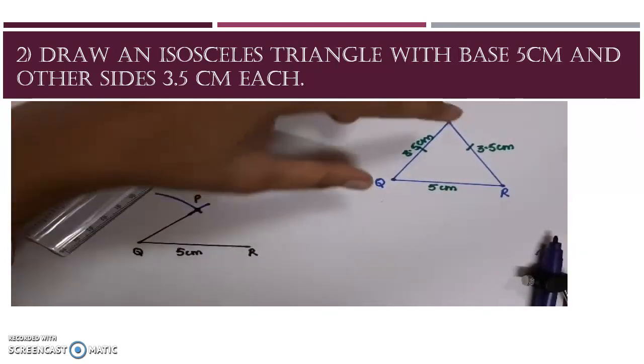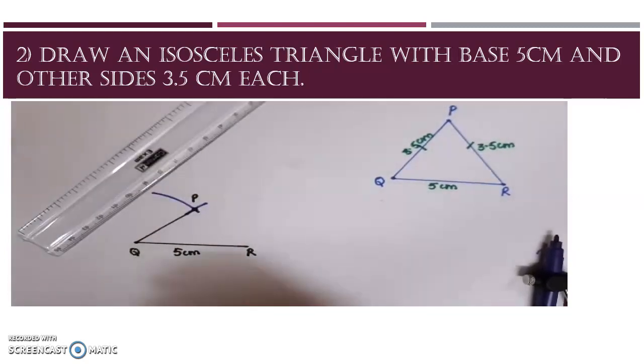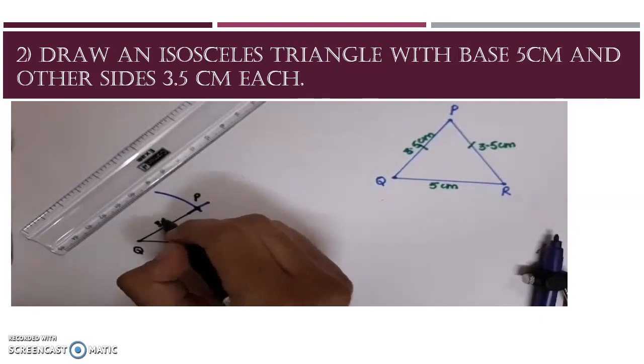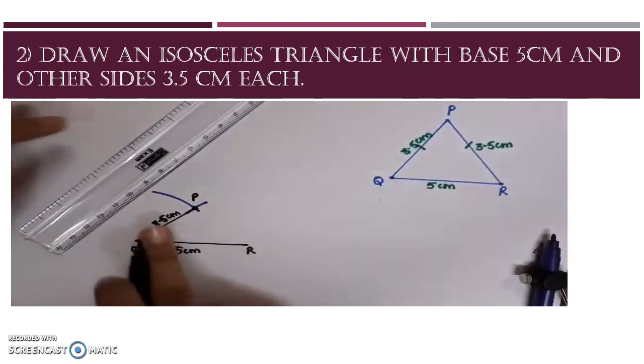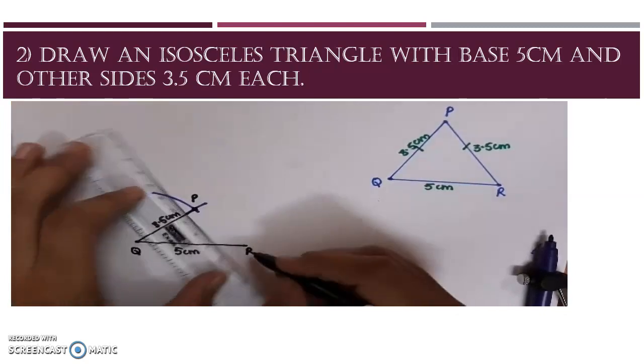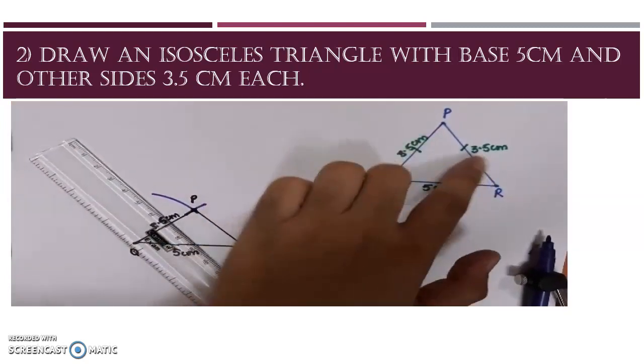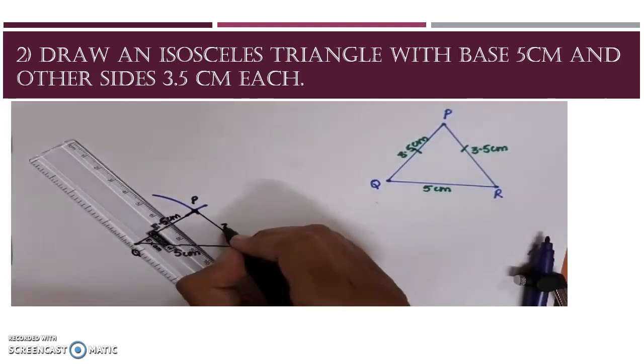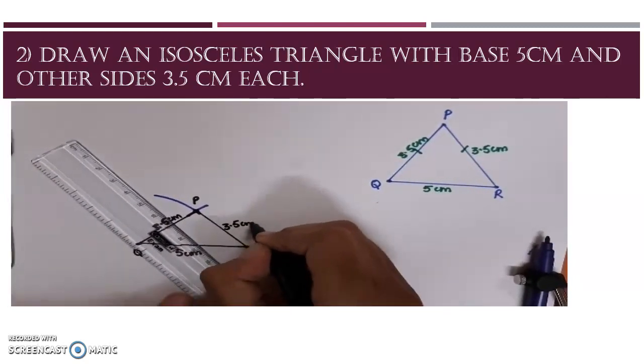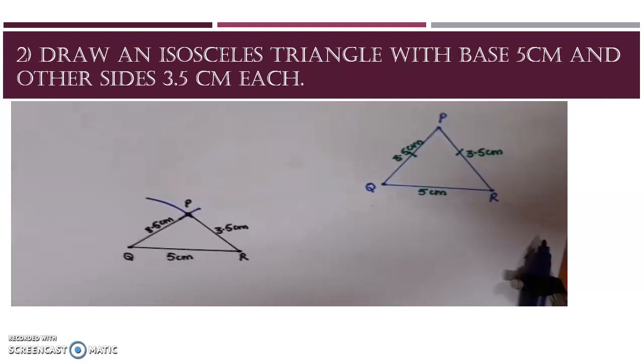Now after joining PQ, we will see our PQ is 3.5 centimeter. So here we will write 3.5 centimeter. Now we will join P with R. So our PR is also 3.5 centimeter. So here also we will write 3.5 centimeter.